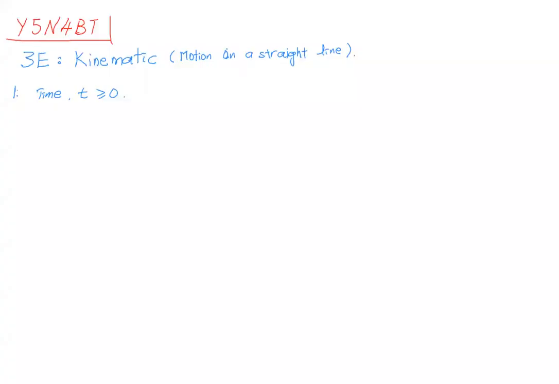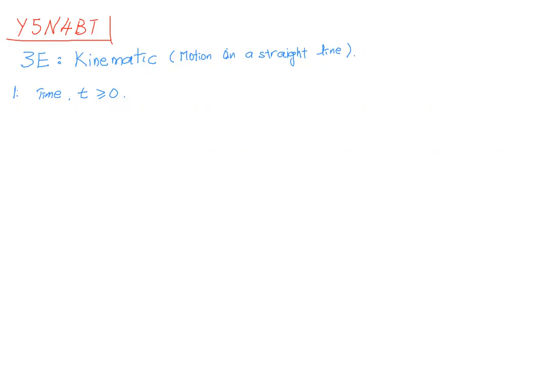So we are going to talk about kinematics, motion in a straight line. The first important variable that you have to know is time. Time is a scalar quantity, and when you talk about time, there are a few important words that you have to take note of.